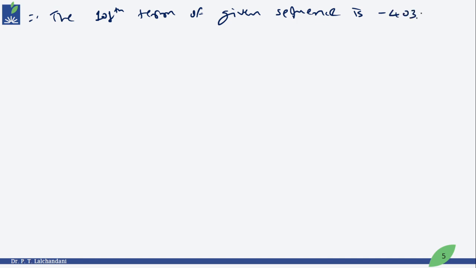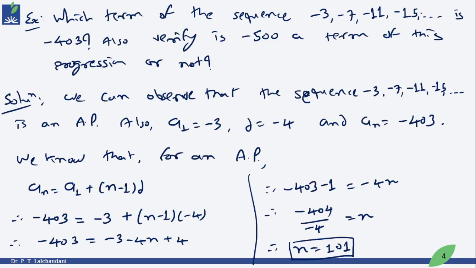So let us note down this fact. Therefore, the 101th term of the given sequence is minus 403. So the first question is solved, right?